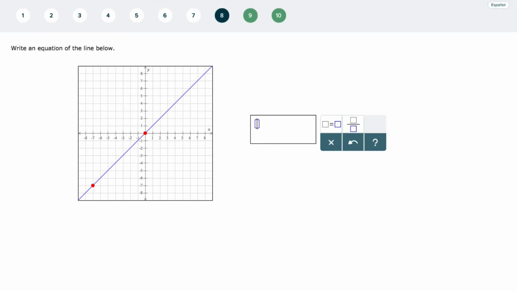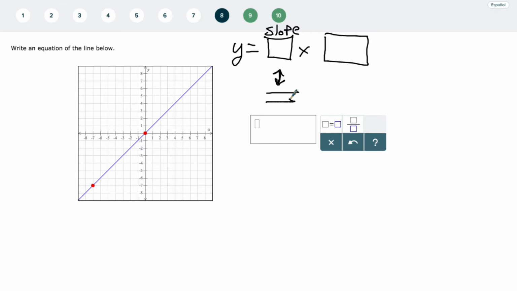Okay, same thing here. We know we're going to have y equals something x, and then plus or minus something else. And this is the slope, which is also my rise or up and down over run, right or left. And this is my y-intercept, which is where it crosses the y-axis. So I can check right here, it crosses at 0. So I know that's going to be a plus 0.